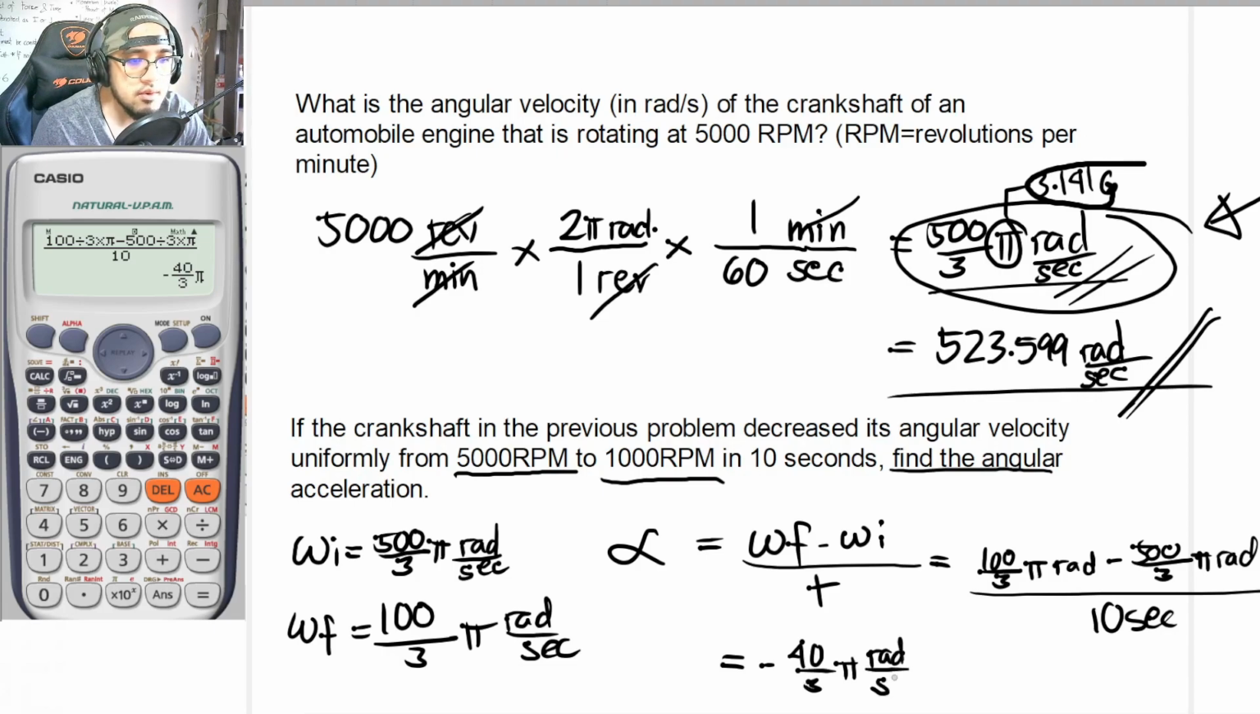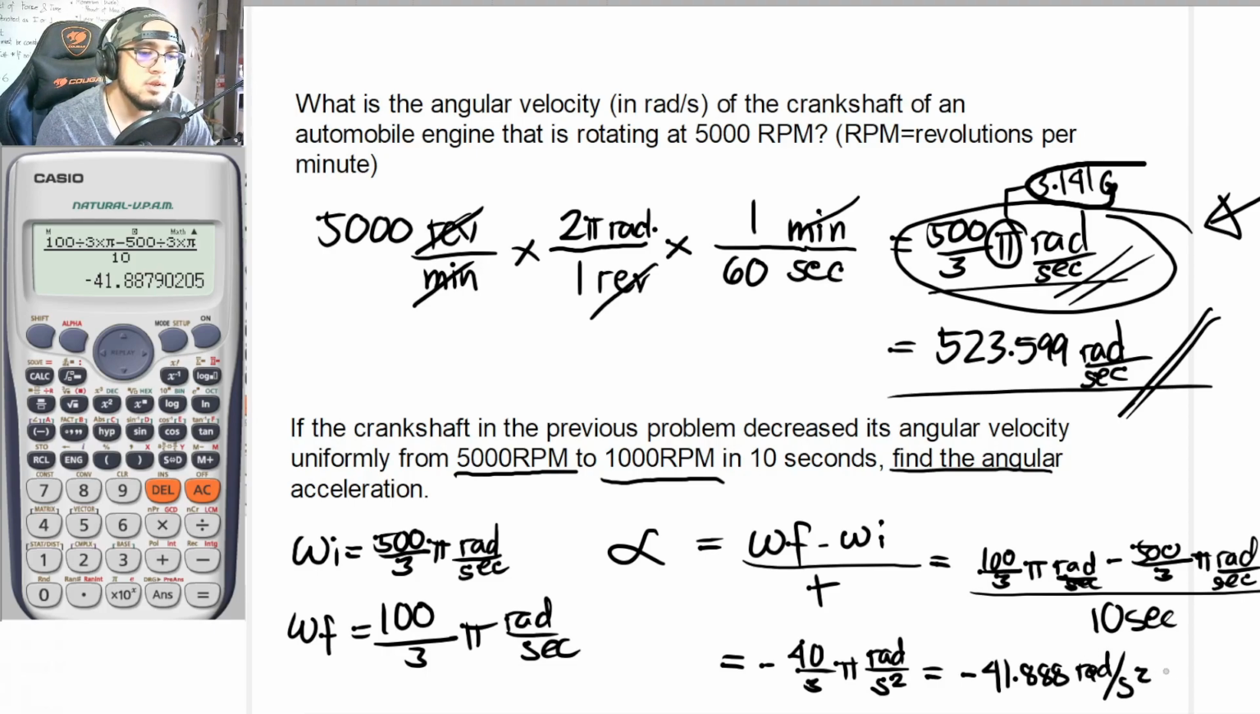radians per second squared. So by the way, this is a rad per second, and this is also rad per second. And if you would now be simplifying the units, you would be arriving at a unit of radians per second squared. So radians per second squared. So its decimal counterpart would be negative 41.888 radians per second squared. So this is now our decimal counterpart.